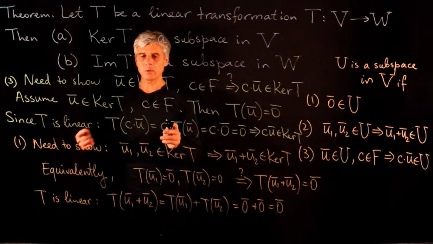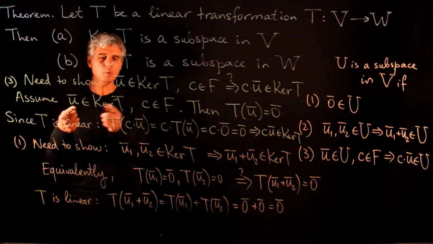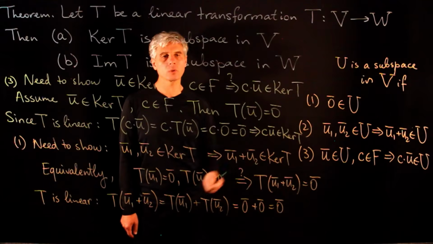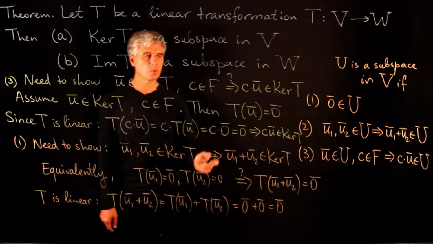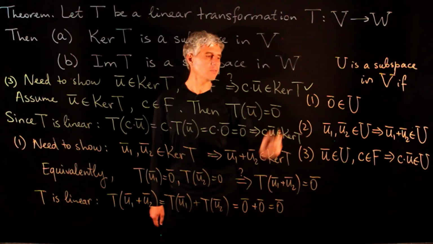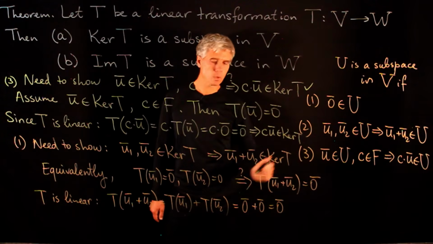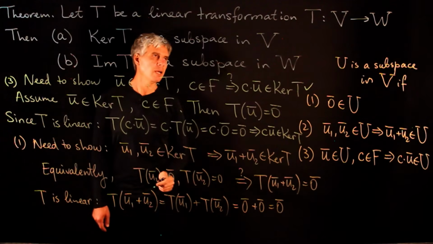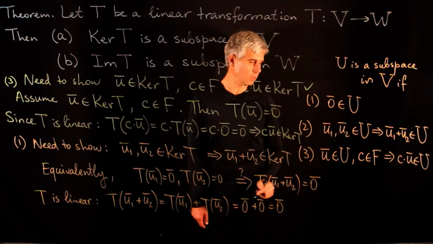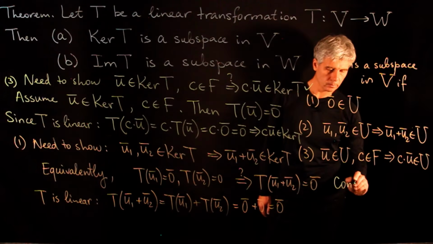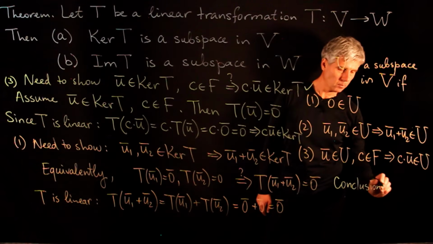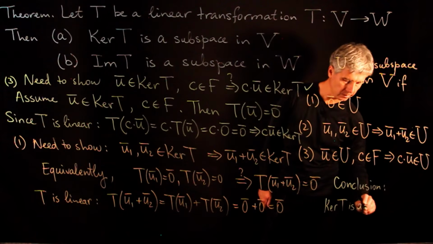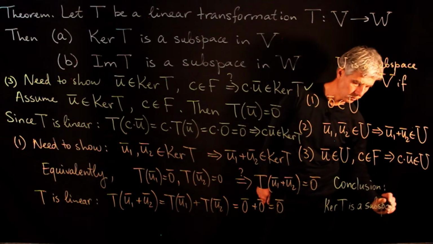And so here we make the assumption that U belongs to the kernel of T and C is a scalar, and we prove that C times U also belongs to the kernel of T. So this established this fact, and we proved the three properties of a subspace for the kernel of T, and so we conclude, conclusion, is that the kernel of T is a subspace in V.